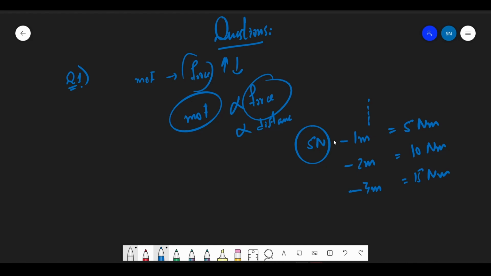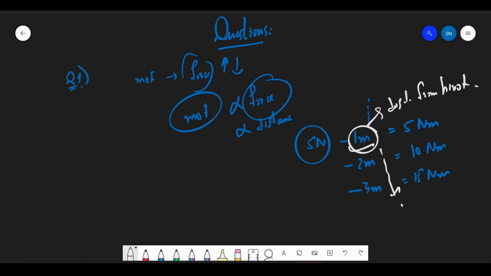What's the next question? Part B says the moment of a force is bigger if it acts closer or further from the pivot. What do you think is the answer? Further. Like I was just literally explaining this. This is the distance from the pivot. As it's increasing, the moment of force is increasing. Okay. Next question.